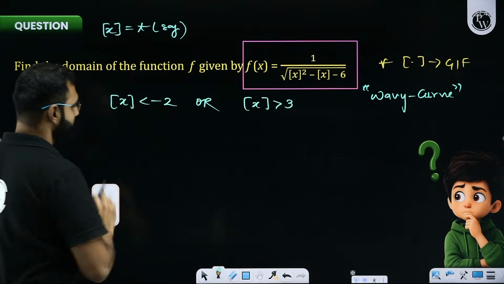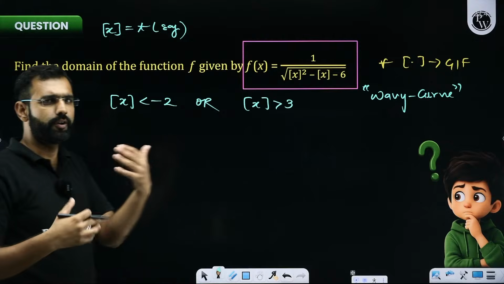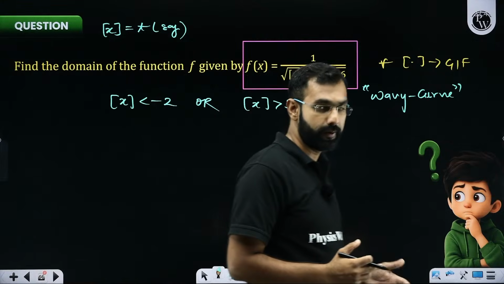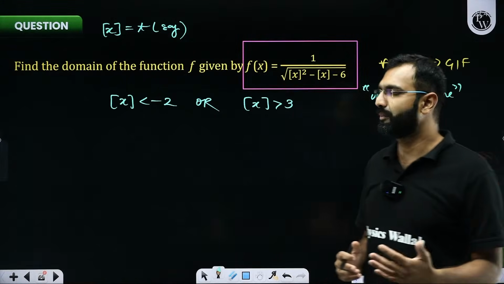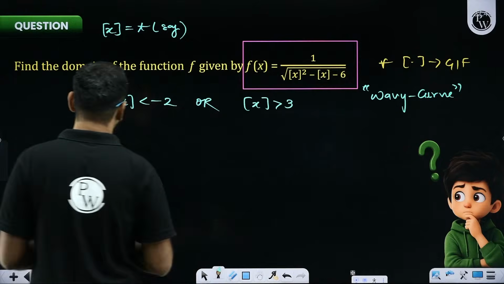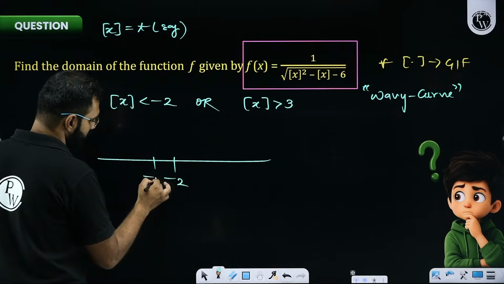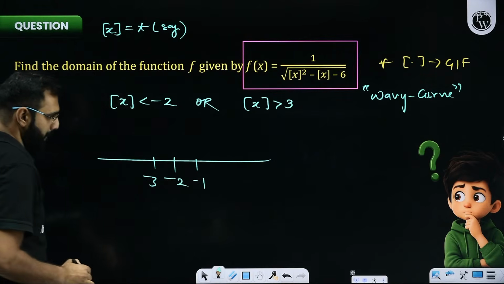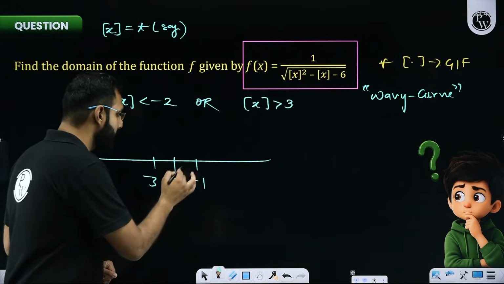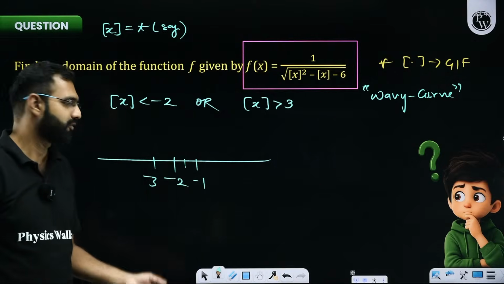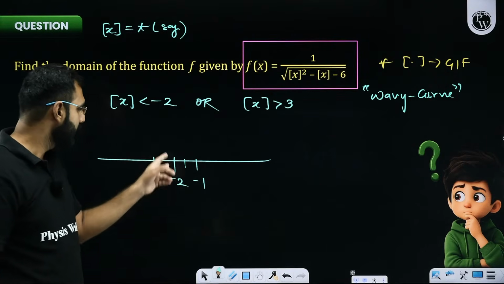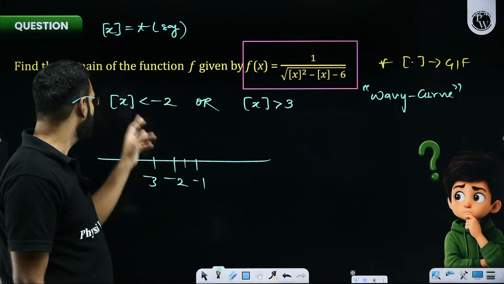Now help me with this. I am looking for all the numbers in the real number world whose GIF is less than minus 2. If you plot it on the number scale, imagine this is minus 2, this is minus 3, this is minus 1, and so on. Let's say if I take minus 1.5, what will be its GIF? Sir, minus 2. Can I take minus 2? GIF of minus 2 will be minus 2.